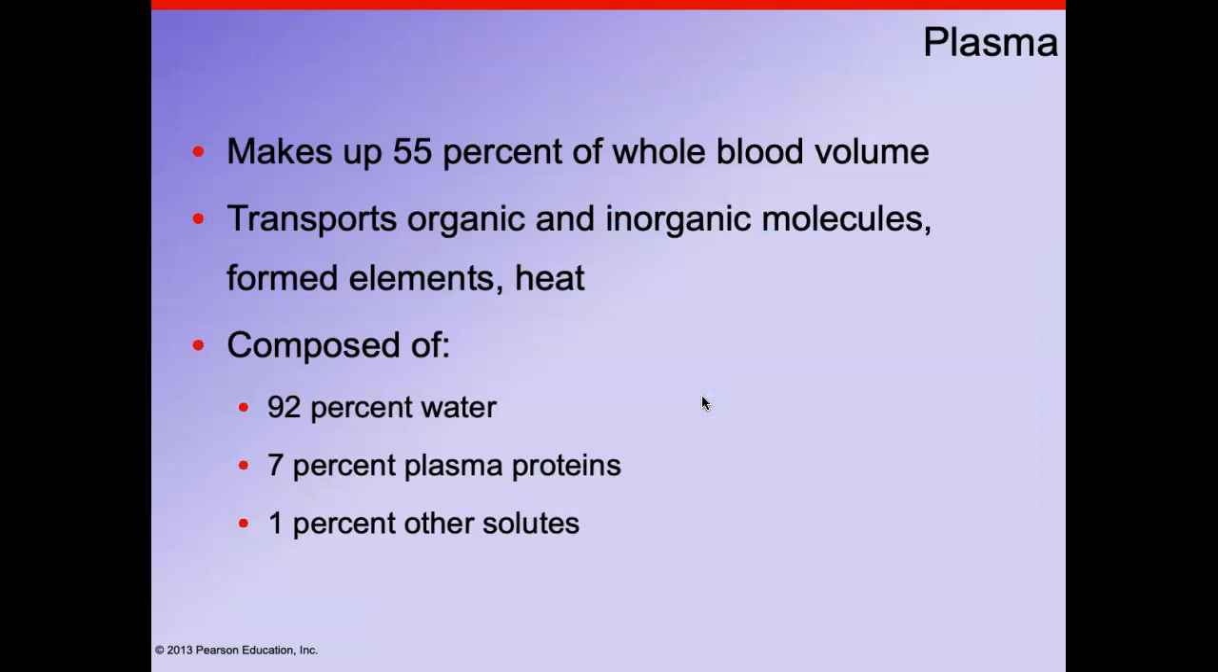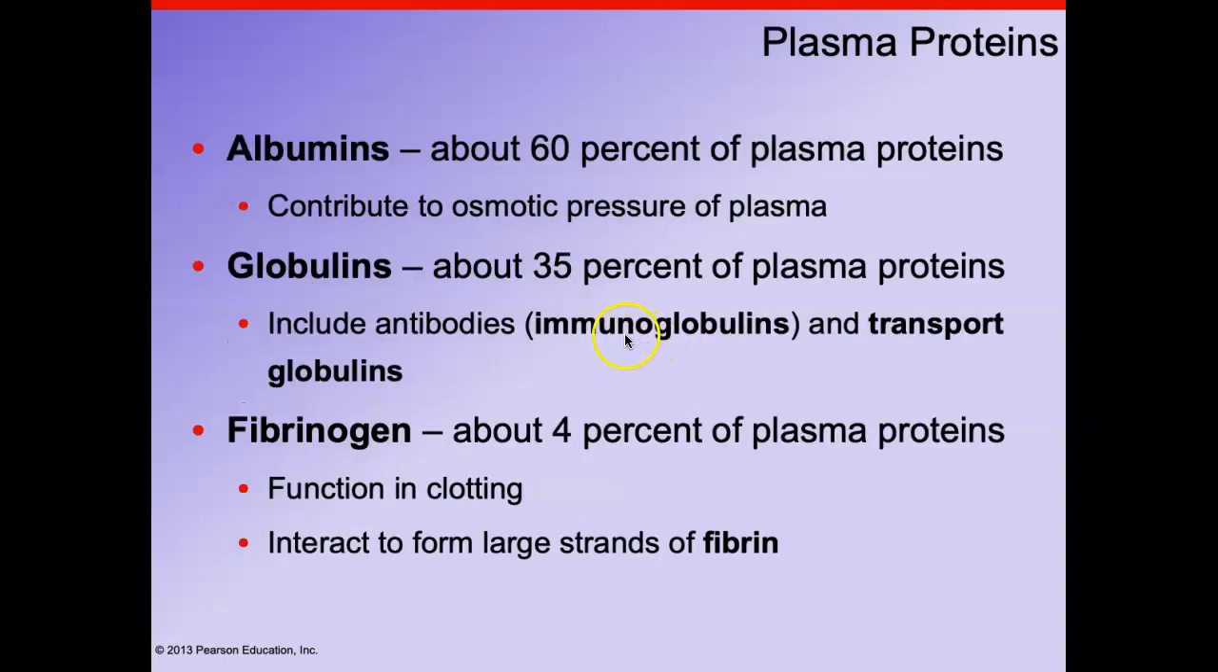So plasma is 55% of the whole blood volume, the liquid portion, and it's 92% water, and it has proteins and other solutes. The main stuff in the plasma are the plasma proteins. And here are the 3 different types of plasma proteins: albumins, globulins, and fibrinogen. You need to know all 3 types and what they do. We'll start with albumins. Albumin is in an egg. The white of an egg is albumin.